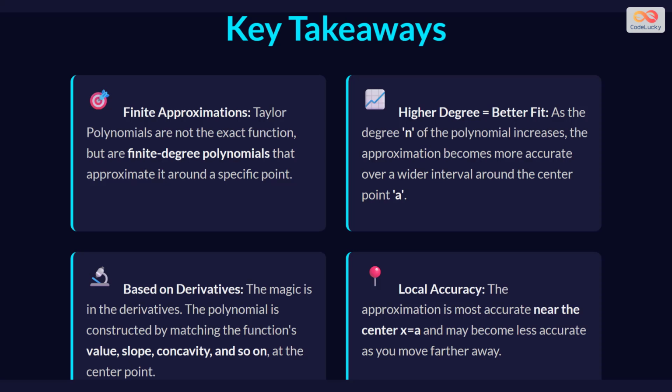So let's summarize the key ideas. First, Taylor polynomials are finite approximations, not the exact function. Second, increasing the degree of the polynomial generally leads to a better and wider-ranging approximation. Third, the entire process is built upon derivatives, matching the function's behavior at the center point. And finally, the approximation is always best near that center point.